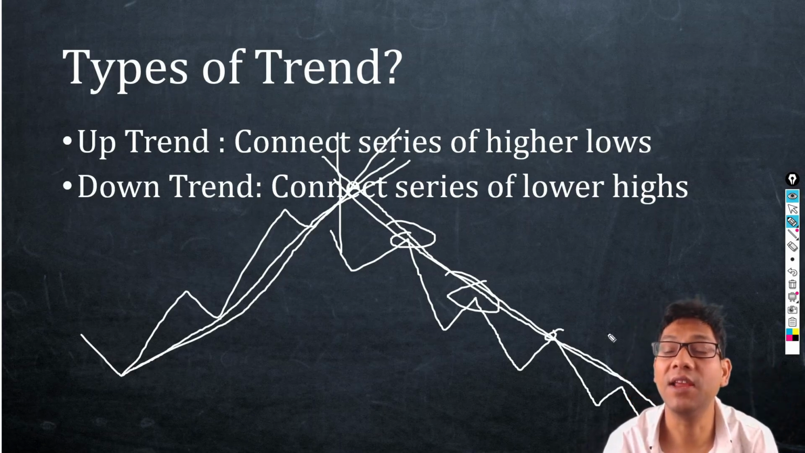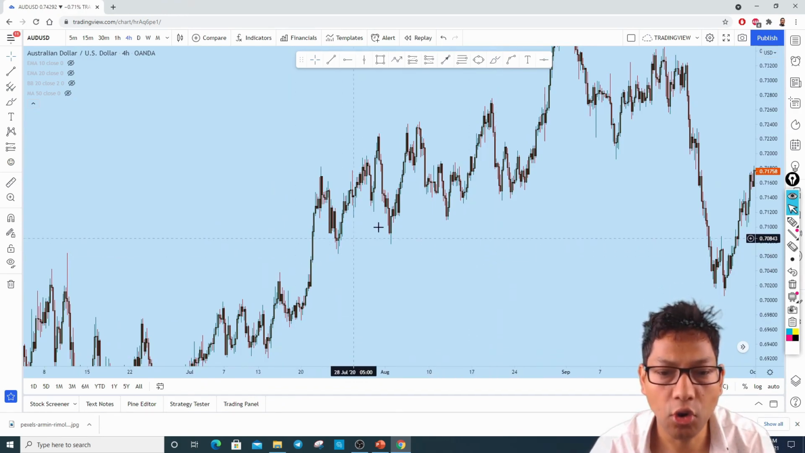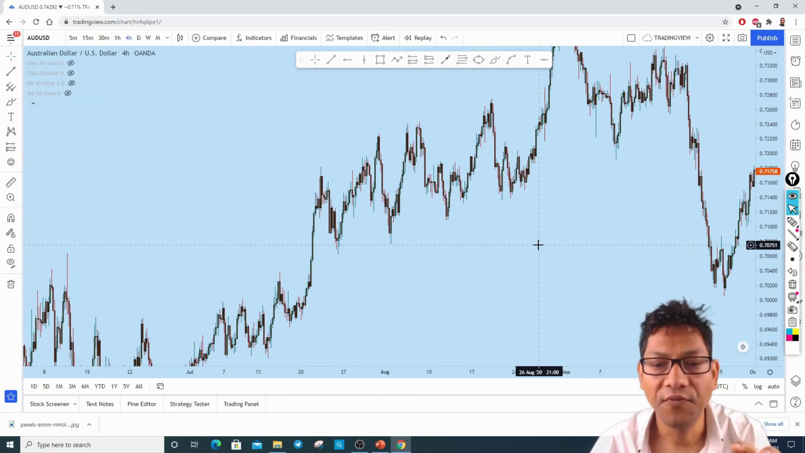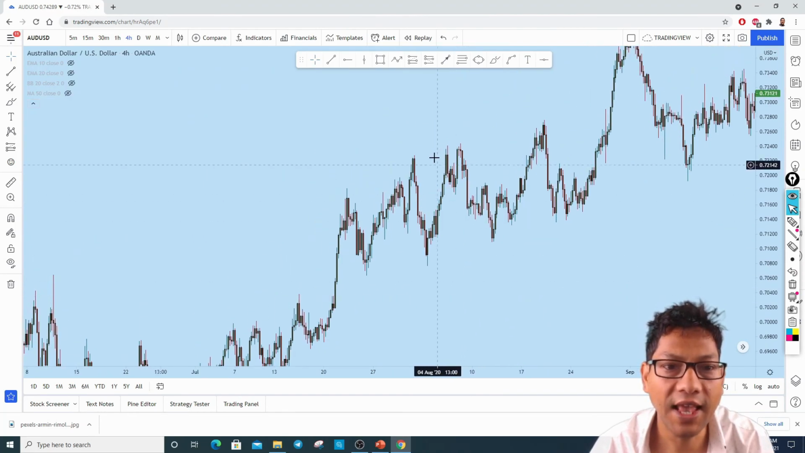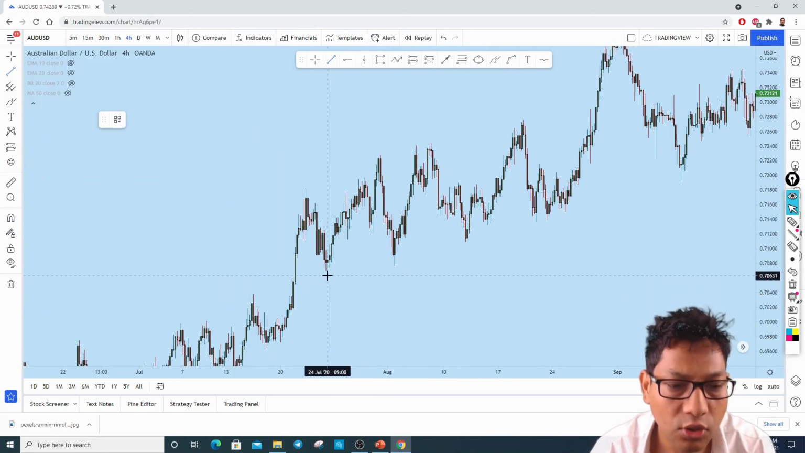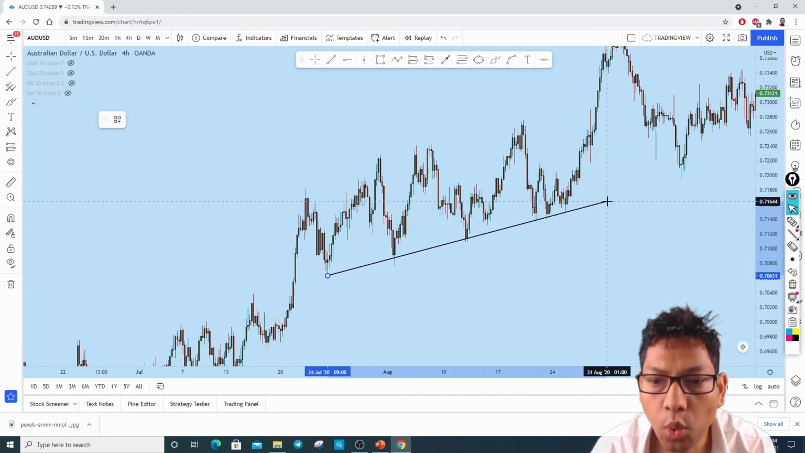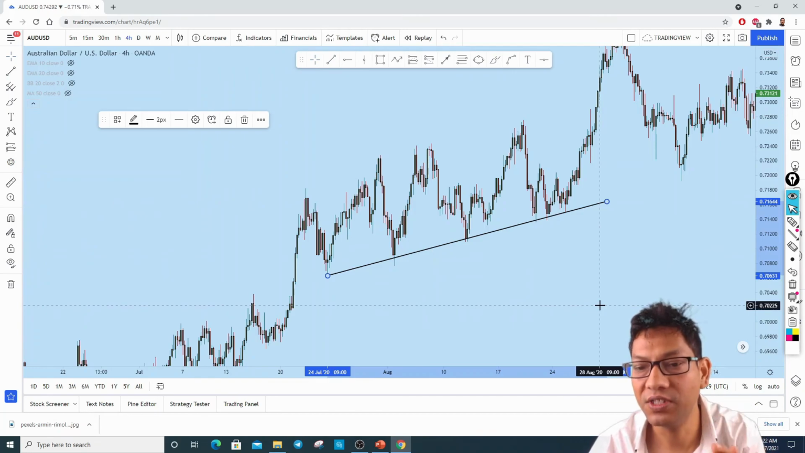Now let's see a real chart example where we will learn how to draw a trend line. First, let's see this example, Aussie dollar 4-hour time frame. Let's say we want to draw this trend line. How do you do that? First, zoom out the chart, and the next thing you need to do is, the first point is from here. You want to draw like this and connect all the wicks of the candle. So at least touch all the wicks. This is the first line you need to do.